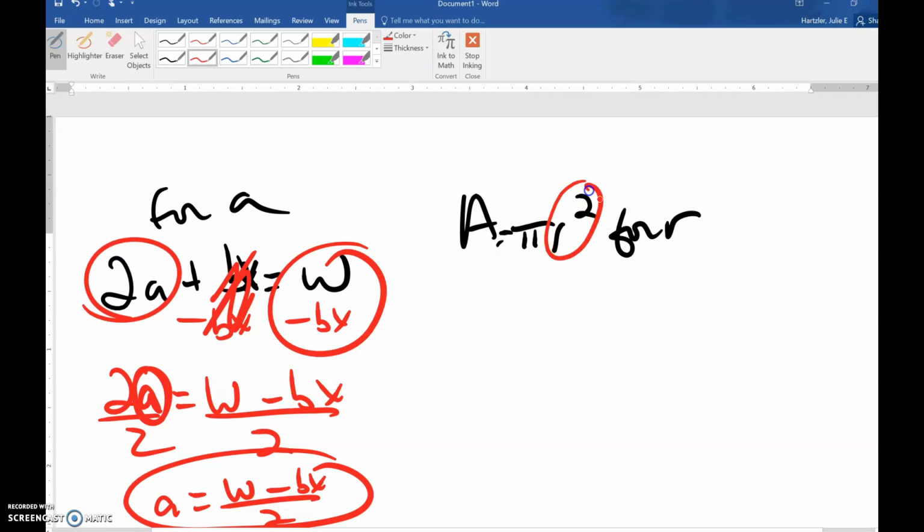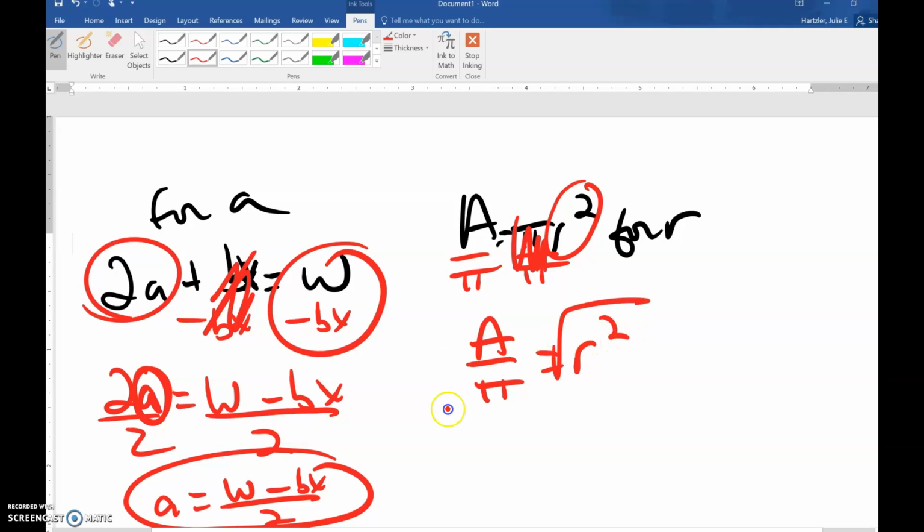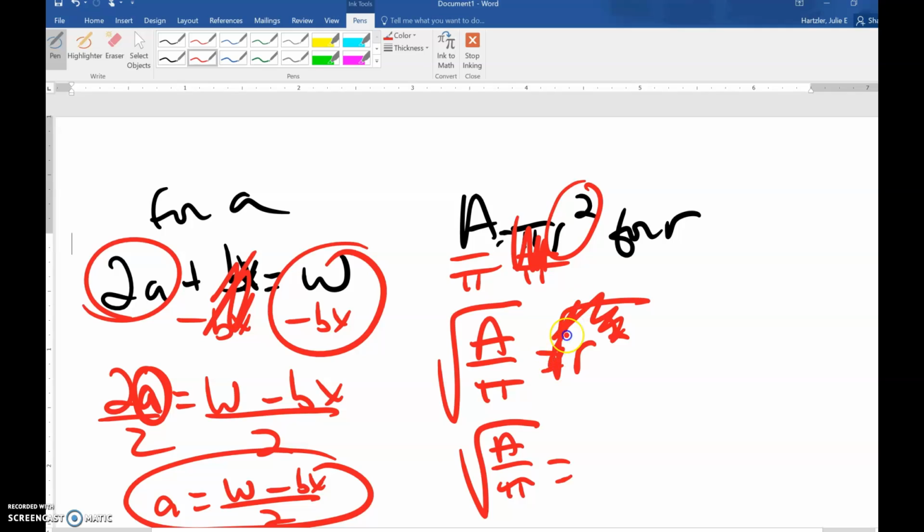Next one, solve for r. So order of operations backwards, I want to get rid of multiplying first. So a over pi equals r squared. And then to get rid of square, I would square root all of it. So I get the square root of a over pi, all of it's in the square root, equals the square root of r squared. Those cancel, so you just get an r. Okay, and you can write the other order if you'd like.